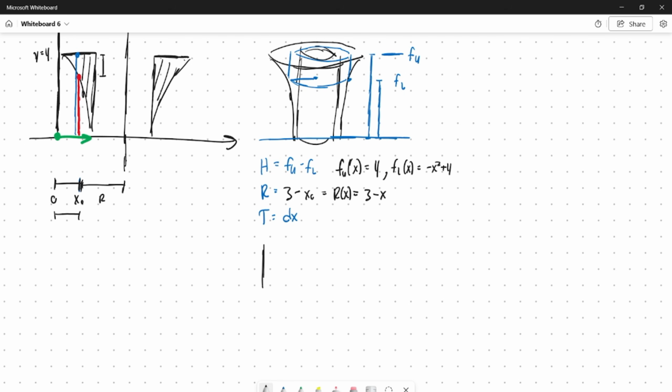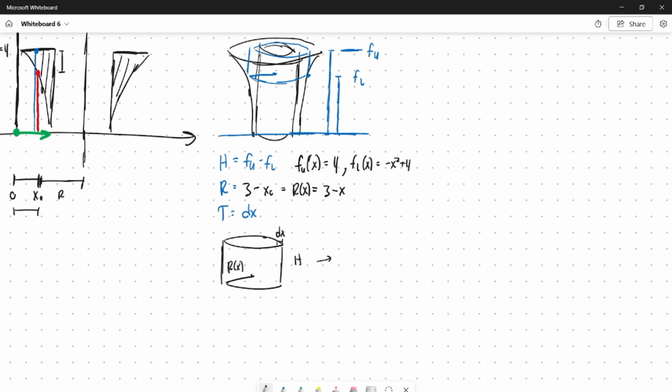Let's consider what the formula might look like. I have my cylindrical shell here. It has a height of h, it has a radius of r of x, and it has a small thickness of dx. I can lay this cylindrical shell out as kind of like a rectangular prism, because at the end of the day, a cylindrical shell is just like a rectangular prism. You've just kind of rolled it up. It's like taking a paper and rolling it up.